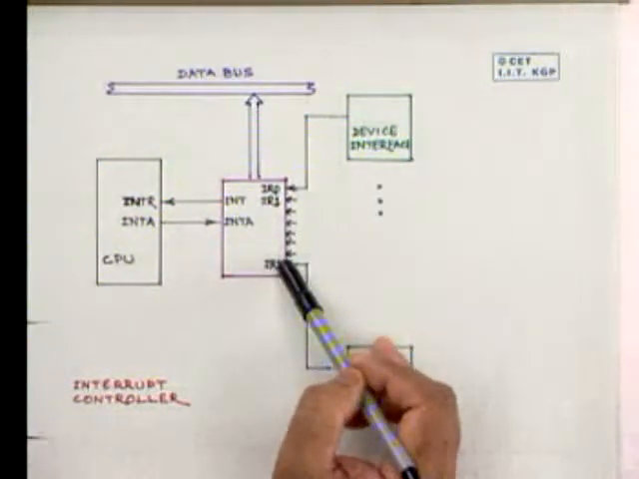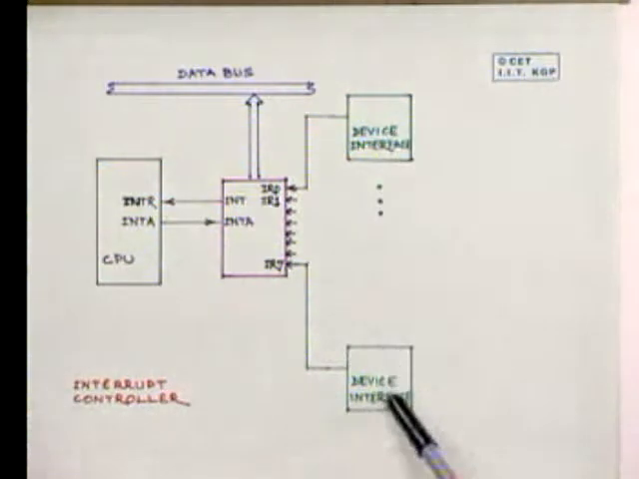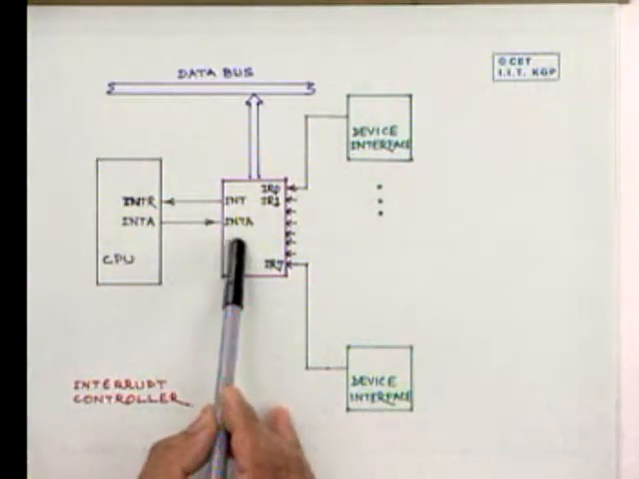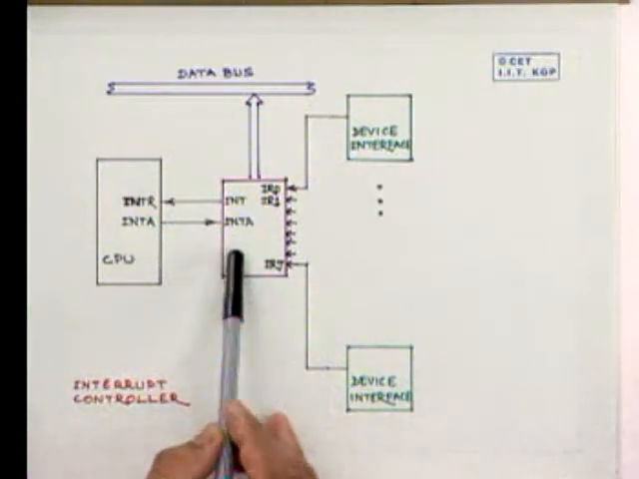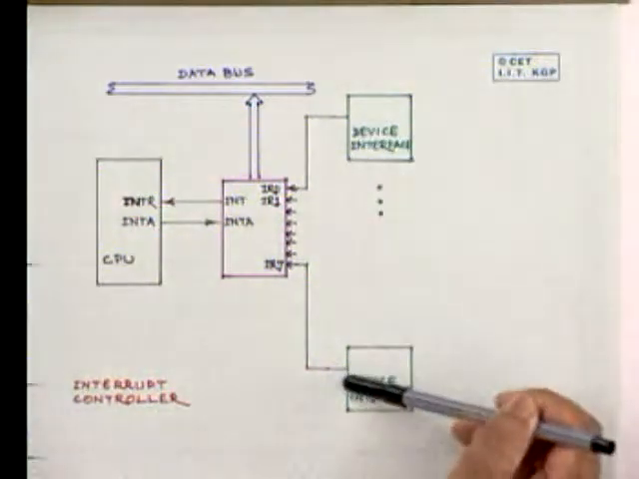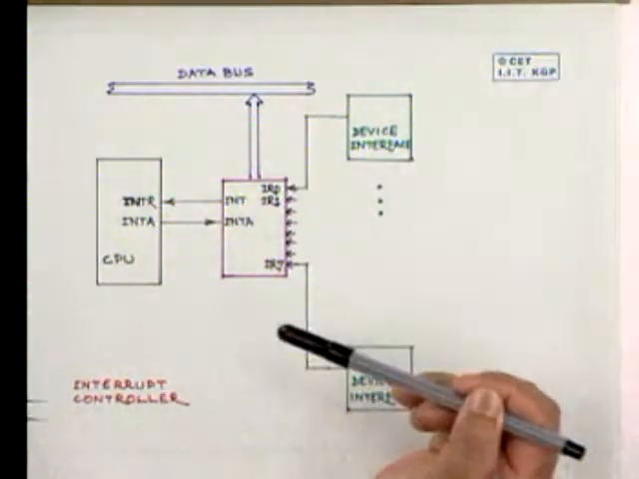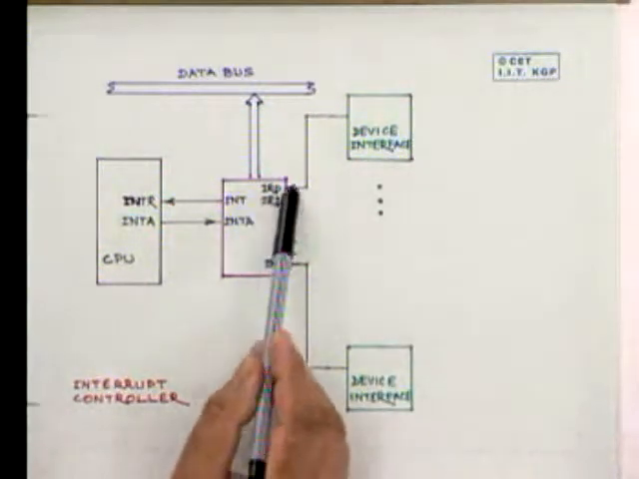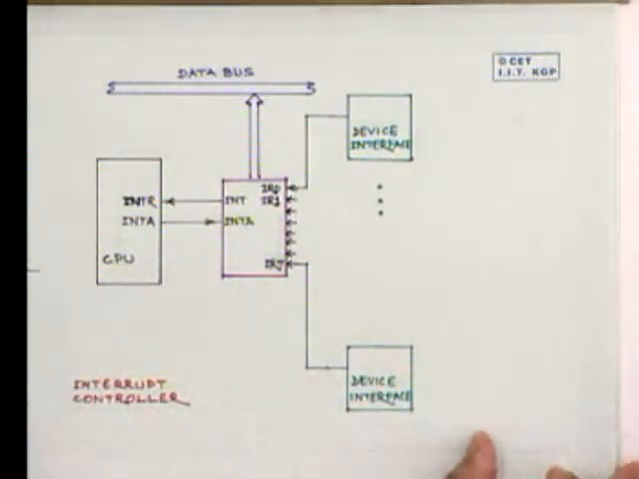Here is an interrupt controller that can handle 8 devices. With that interrupt controller, one can at the same time prioritize the different devices. That means which one has higher priority than the other. That priority can be decided by the interrupt controller. Accordingly, the interrupt controller takes care of the situation.